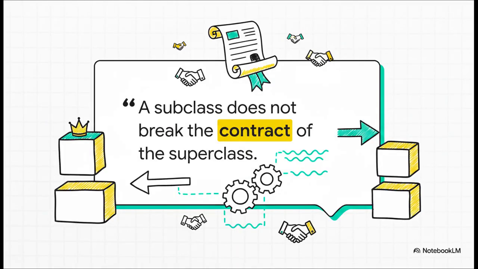Now, here's the key to this whole thing. It all comes down to this one idea, the contract. That's everything. You've got to think of it like a promise. If a class makes a promise about how it's going to behave, then any class that inherits from it must keep that exact same promise. No ifs, ands, or buts.